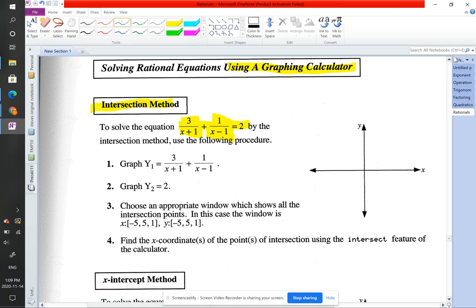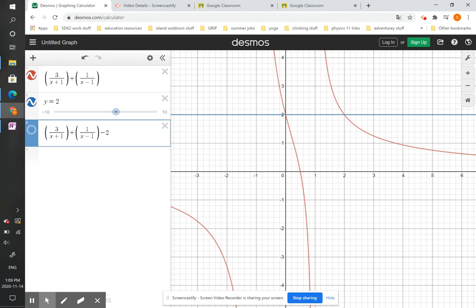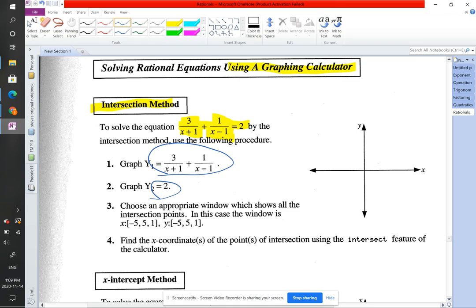In the intersection method, we're going to graph the left side of the equation, we're going to graph the right side of the equation, and we'll find out where they cross. So I've done that. If you follow me to Desmos, you can see I've graphed both of them, and where they cross is here and here. So the x values of where they cross are going to be your solutions. You can see 0 and 2 are the solutions.